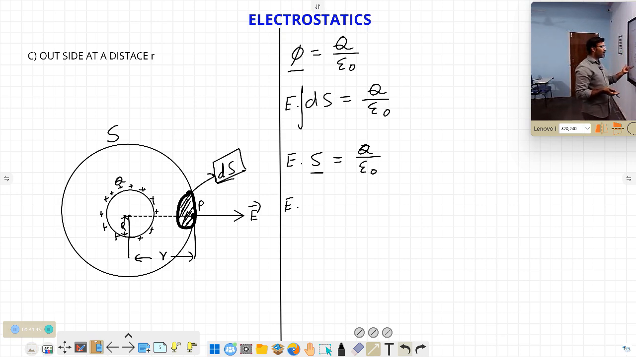Imaginary surface area having radius small r. So what is the surface area of the imaginary surface? That is 4 pi into small r square, you have to take, not capital R square. That is important here. That is q by epsilon naught. So what is the electric field intensity?